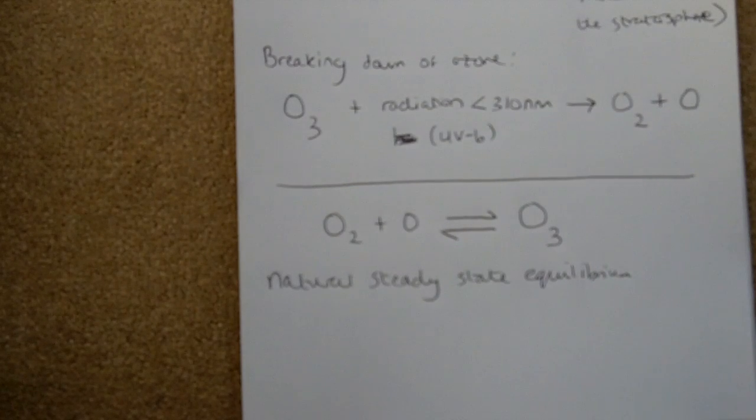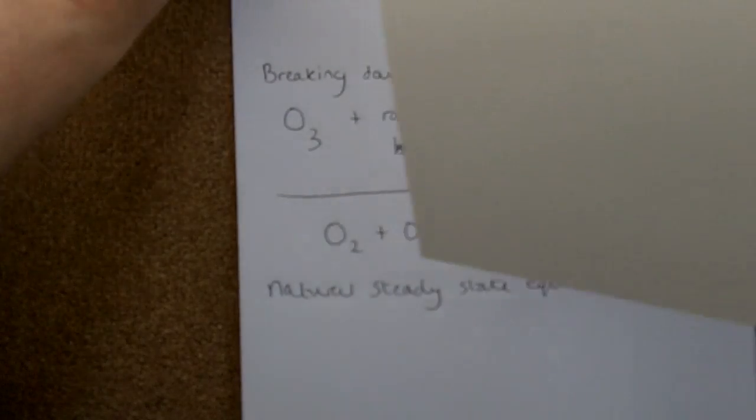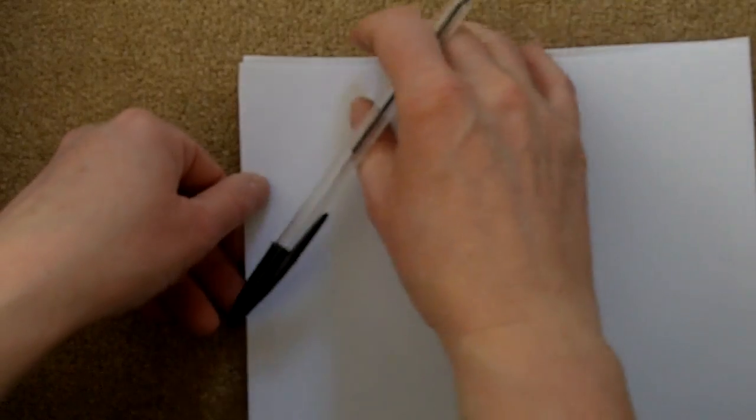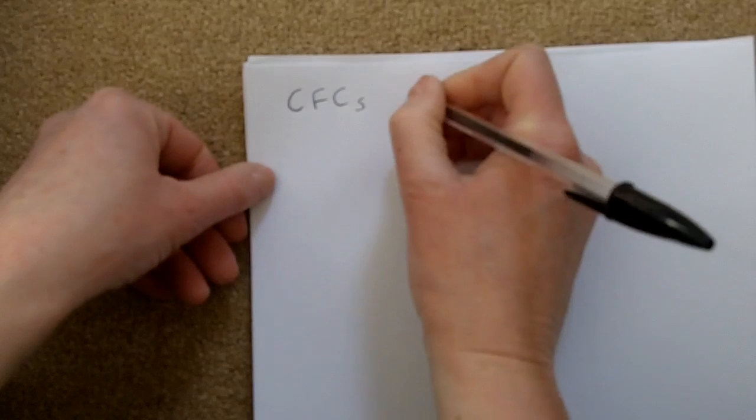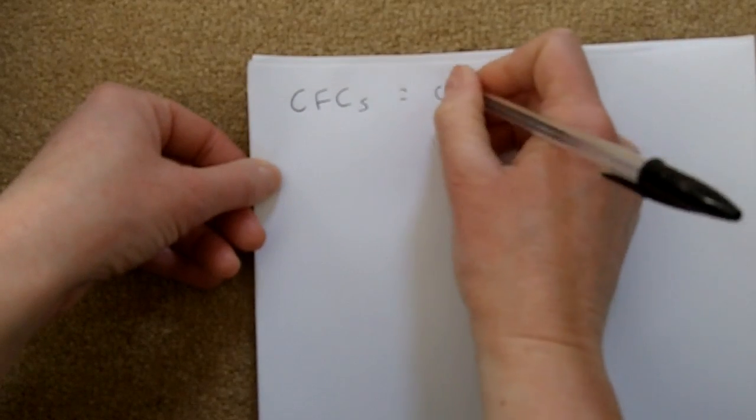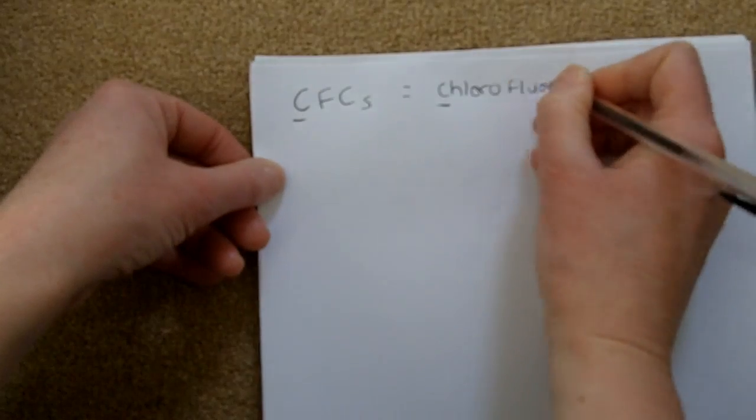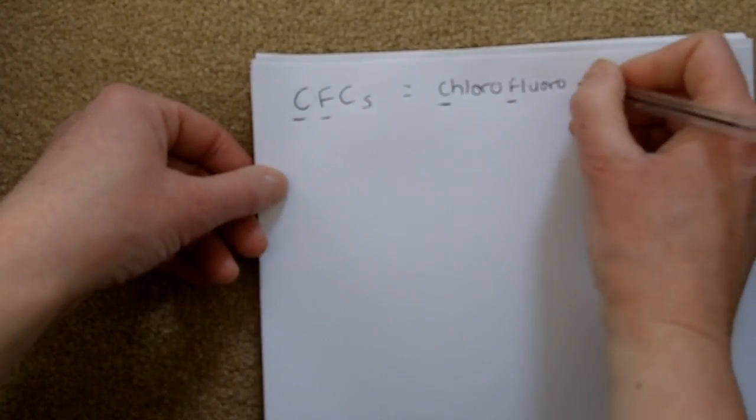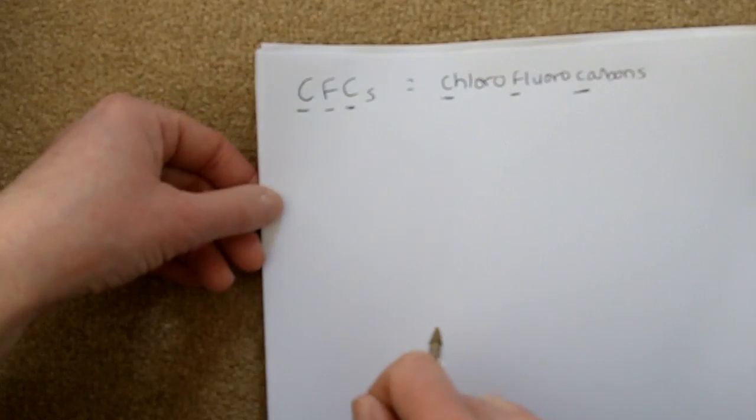Now which pollutants can damage the ozone layer and mess about with this natural steady state equilibrium? There are several, but the major pollutants that can damage the ozone layer and break up the natural equilibrium are CFCs. CFC stands for chloro, that's the C, fluoro, that's the F, and carbon, the other C: chlorofluorocarbons.